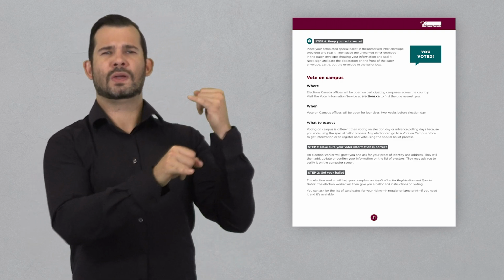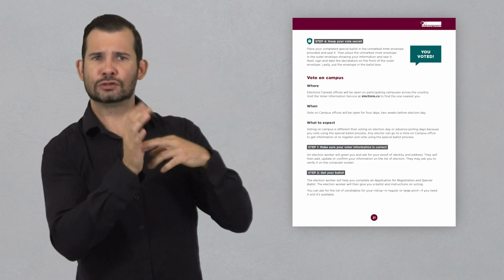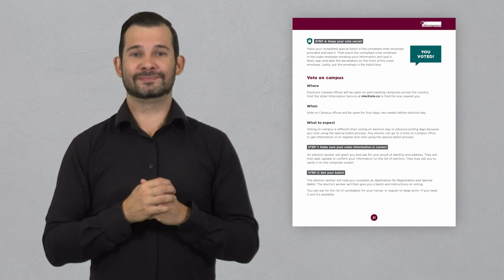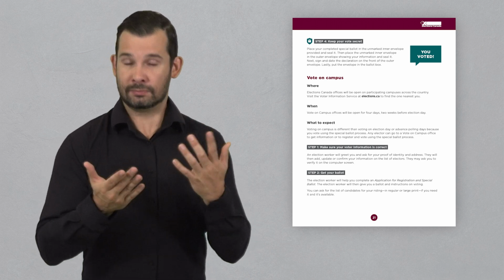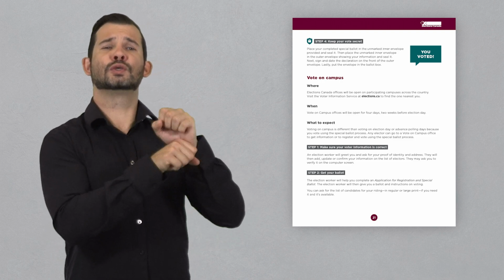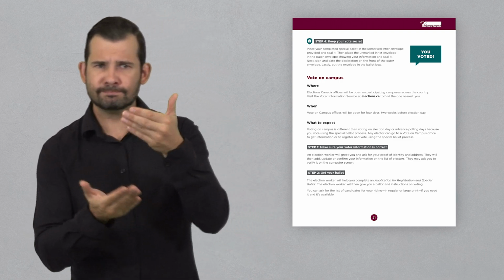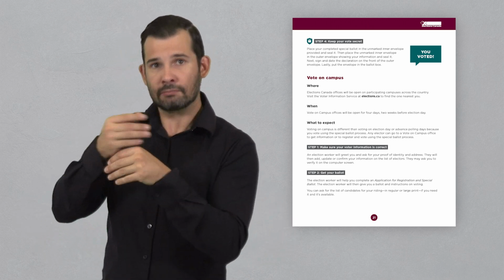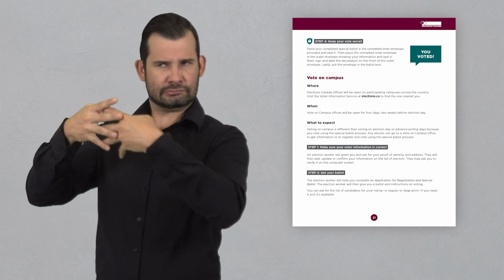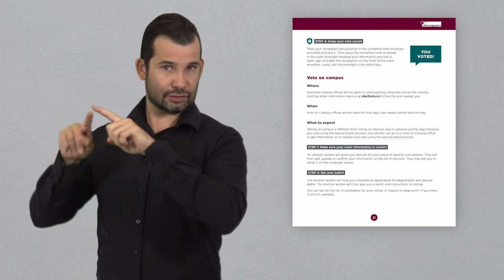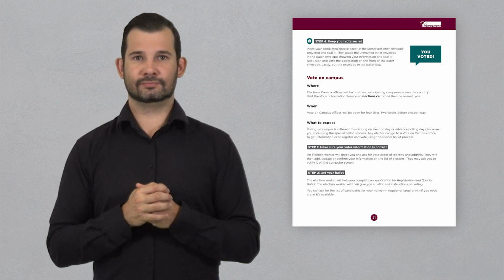Any elector can go to a Vote on Campus office to get information or to register and vote using the special ballot process. Step 1. Make sure your voter information is correct. An election worker will greet you and ask for your proof of identity and address. They will then add, update, or confirm your information on the list of electors. They may ask you to verify it on the computer screen.